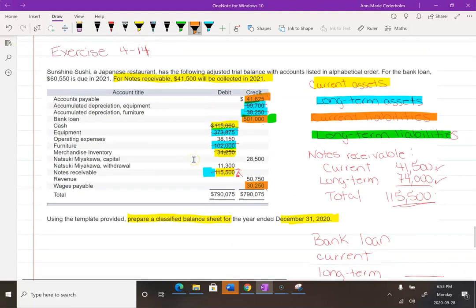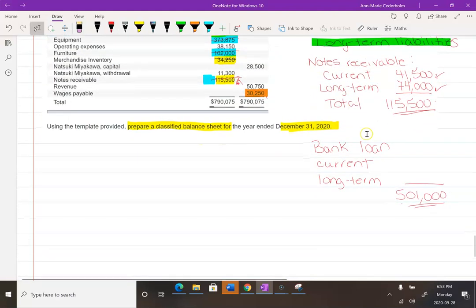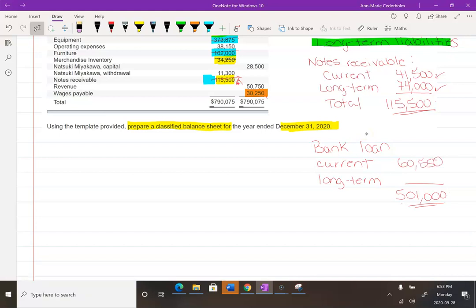So maybe right up here it says the bank loan of 60,550 is due in 2021. So that means that part is due next year. So now I have the current amount, which is the 60,550. And if I subtract that from the total loan of 501, that means my non-current amount, so this is the rest due after 1 year, of 440,450. Perfect. So now I have all the information I need to do my current liabilities.